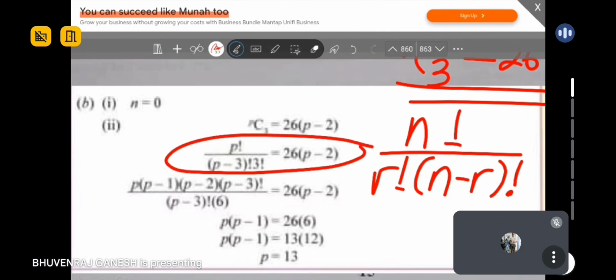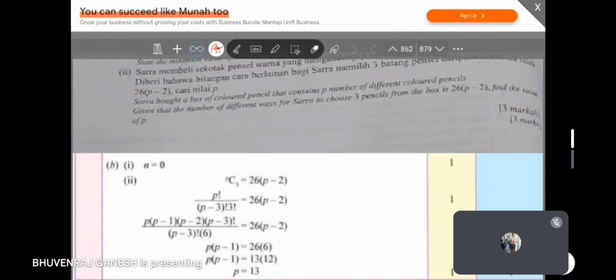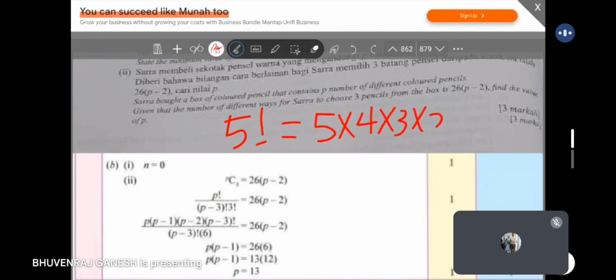When you see this kind of equation now, how to solve? The concept is we want to cut the top and bottom part. You can see over here the p factorial and 3 factorial. Usually when we have a factorial sign, we are going to try to expand it. Kita akan cuba kembangkan dia. For example, 5 factorial equals 5 times 4 times 3 times 2 times 1. Ini adalah pola dia. How do we break this down?